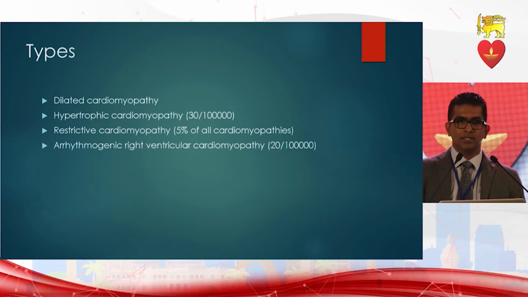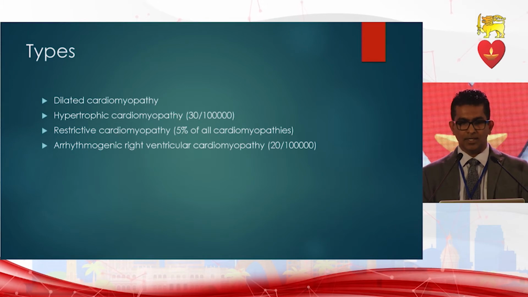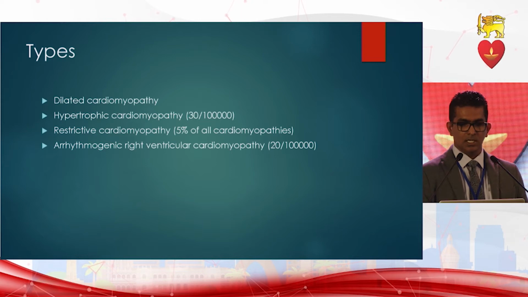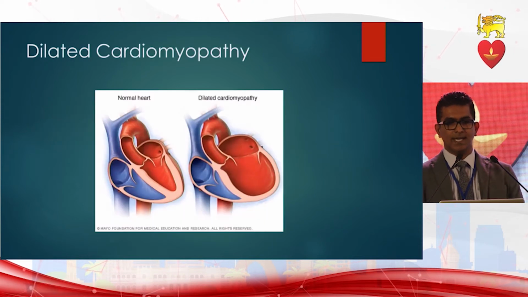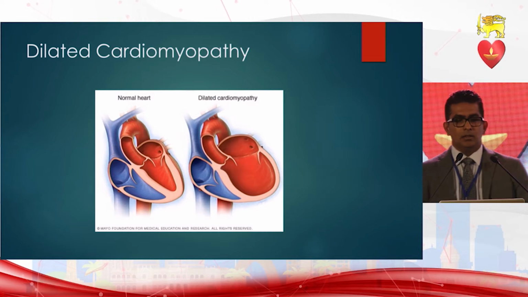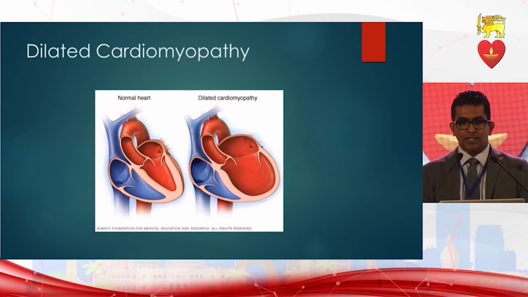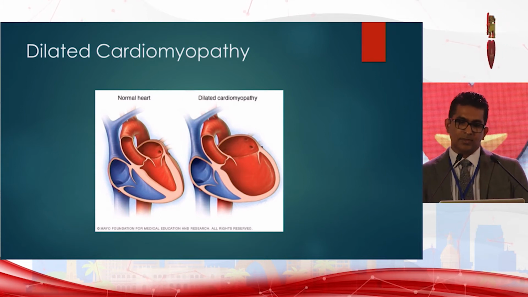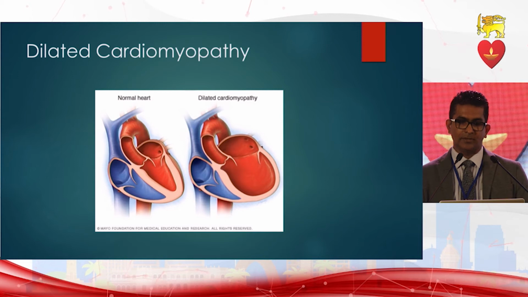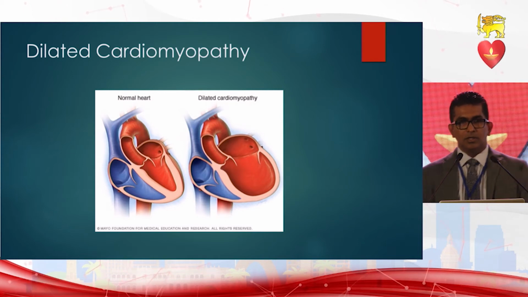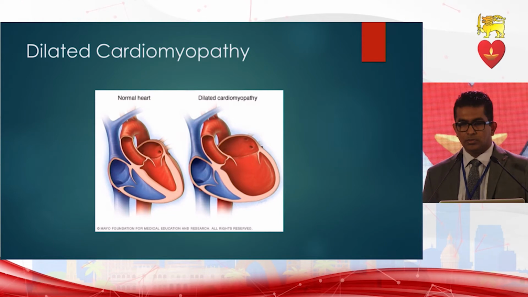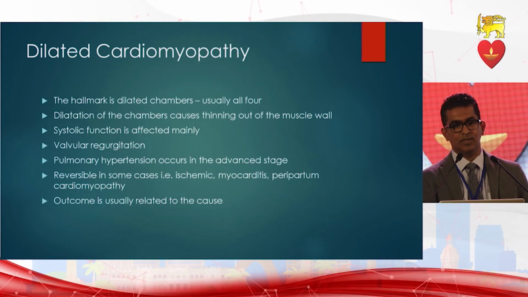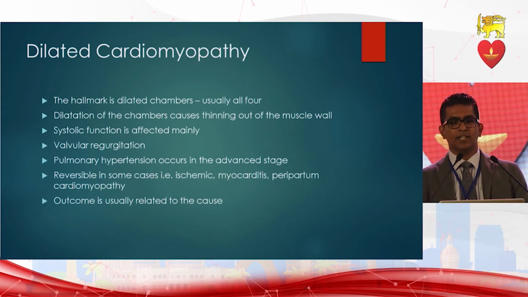But I have also included arrhythmogenic right ventricular cardiomyopathy as well, because in some cases this becomes an important type of cardiomyopathy. In dilated cardiomyopathy, usually all four chambers are dilated. You can see the mitral valve. The length of the mitral valve leaflets is now not enough because the ring has dilated, leading to poor coaptation. So in dilated cardiomyopathy, apart from having dilated chambers, they have valvular abnormalities as well. The hallmark is dilated chambers, usually all four.